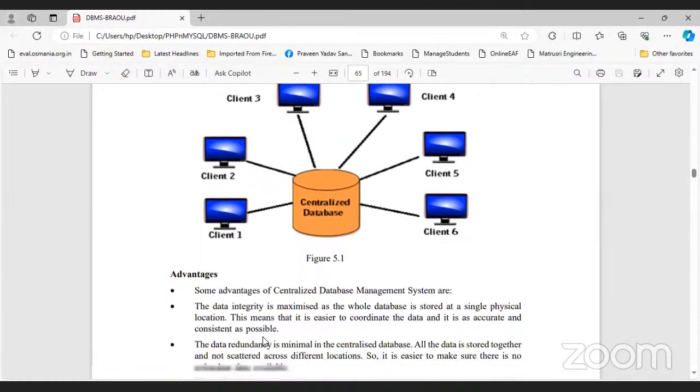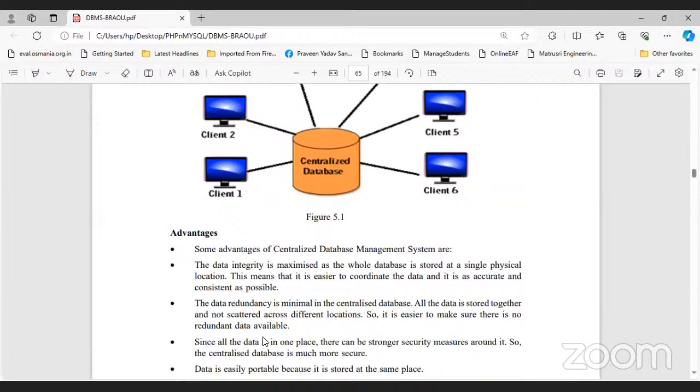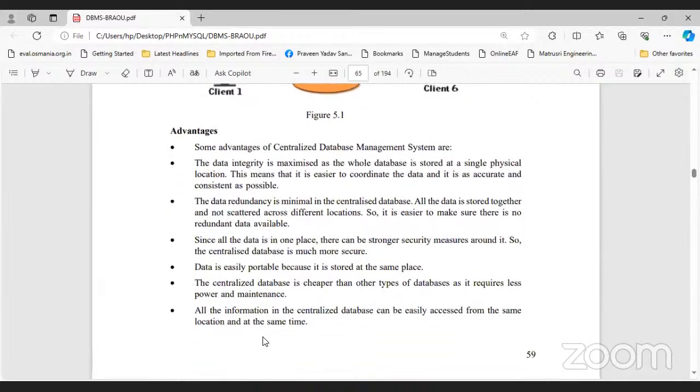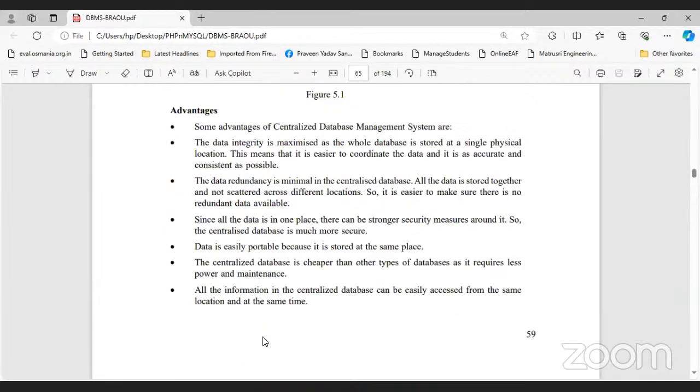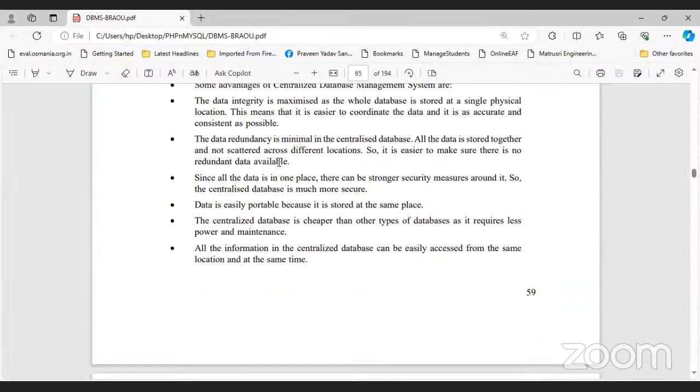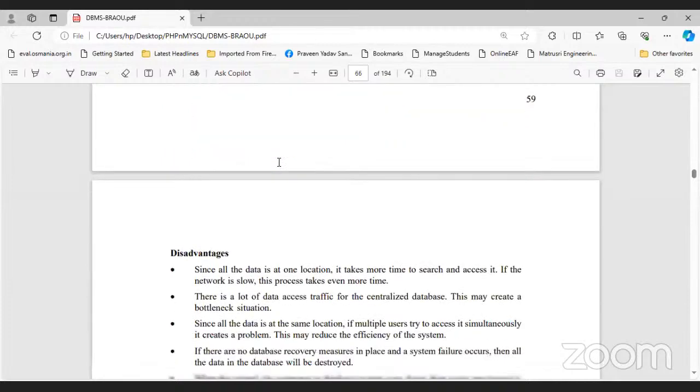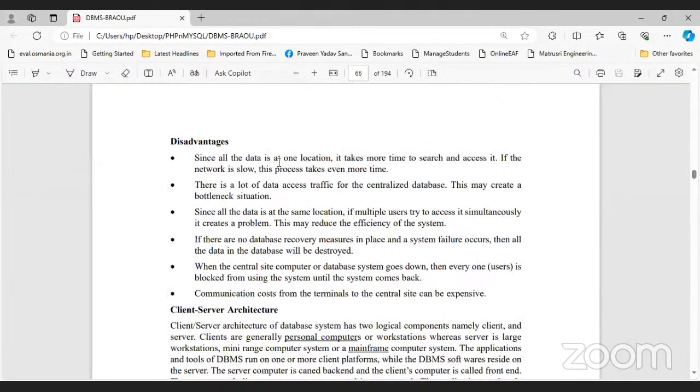These are some advantages and disadvantages of the centralized database. We already discussed the centralized database system in the previous class. Again, they mention here some advantages and disadvantages.